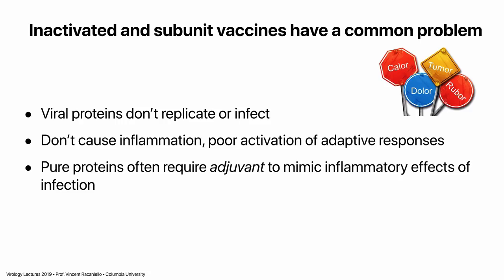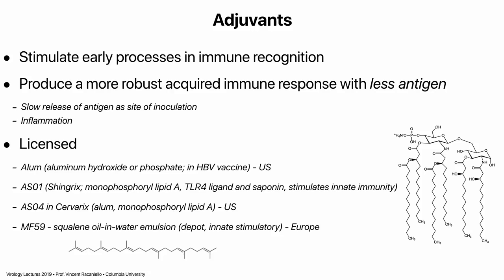So what do we do? We add chemicals to these virus-like particle or subunit vaccines to make them more immunogenic. And we have a number of adjuvants that we use, some of which are shown here. The HPV vaccines are adjuvanted. The Hep B vaccine is adjuvanted. Shingrix is adjuvanted. And the adjuvants we use can do one of two things. One is that they stimulate the innate immune response, and that causes inflammation. So here, AS1, which is in Shingrix, and AS4, which is in one of the HPV vaccines. This is a toll-like receptor 4 ligand. It's basically monophosphoryl lipid A, a component of bacterial cell walls, which is known to engage a toll-like receptor and cause cytokine production and inflammation.